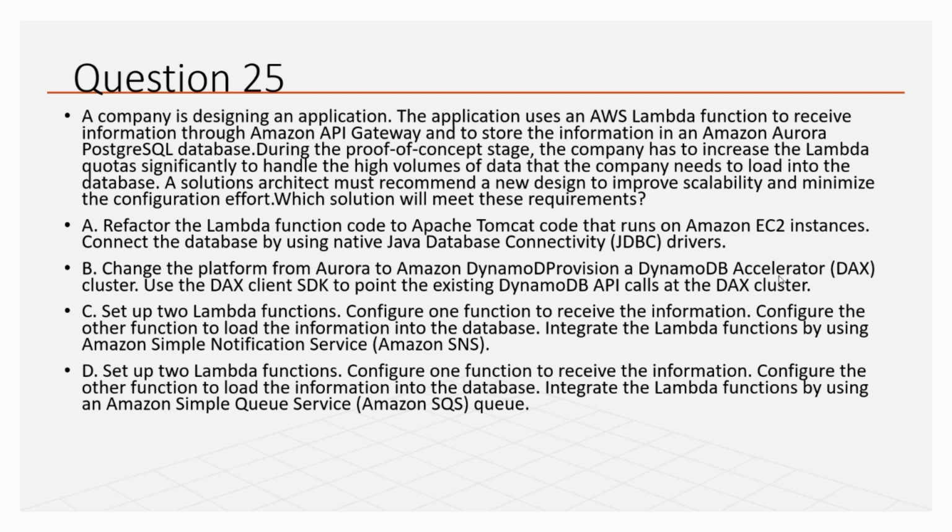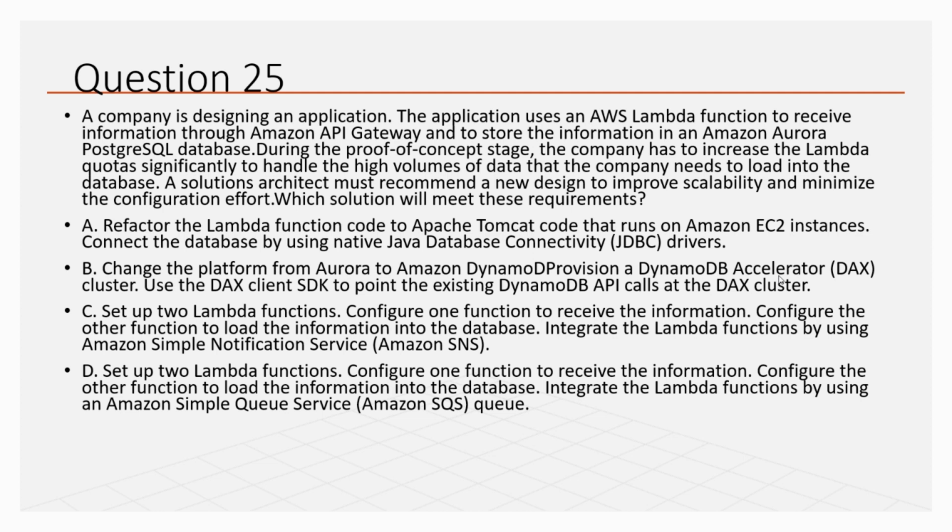And the options are A. Refactor the Lambda function code to Apache Tomcat code that runs on Amazon EC2 instances. Connect the database by using native Java Database Connectivity (JDBC) drivers. Option B. Change the platform from Aurora to Amazon DynamoDB. Provision a DynamoDB Accelerator (DAX) cluster. Use the DAX client SDK to point the existing DynamoDB API calls to the DAX cluster.